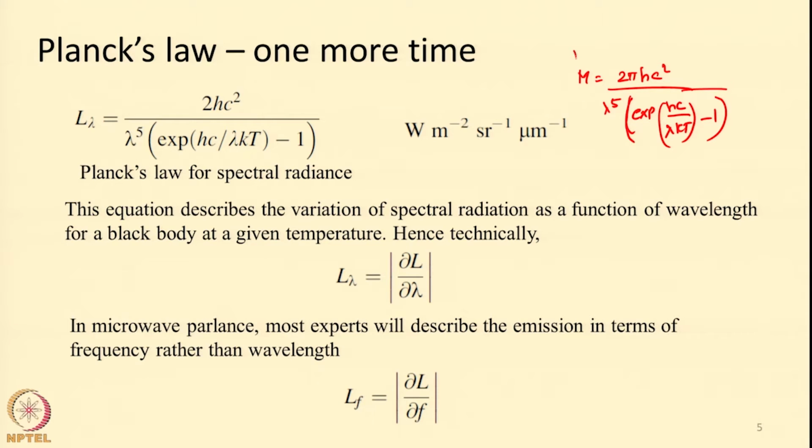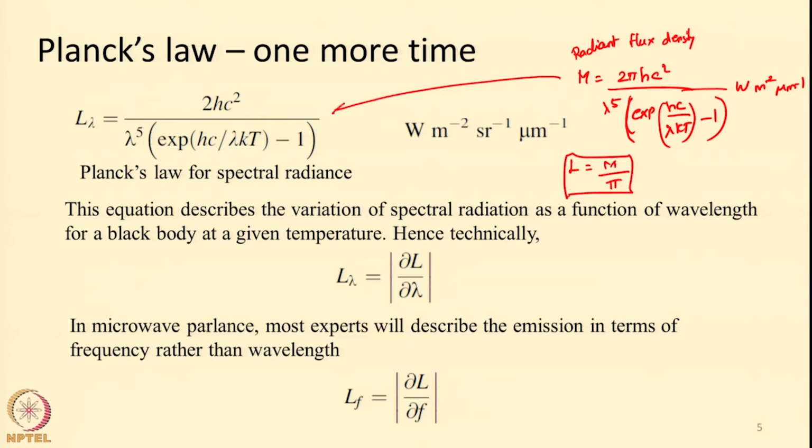So, this will be the radiant flux density, with units of watt per meter square per micrometer. For isotropic radiators or Lambertian surfaces, we have seen that radiance is equal to radiant flux density divided by pi. By using this relationship, we have derived this equation for radiance. This is Planck's law for radiance. The only difference is that the term pi will not be there.